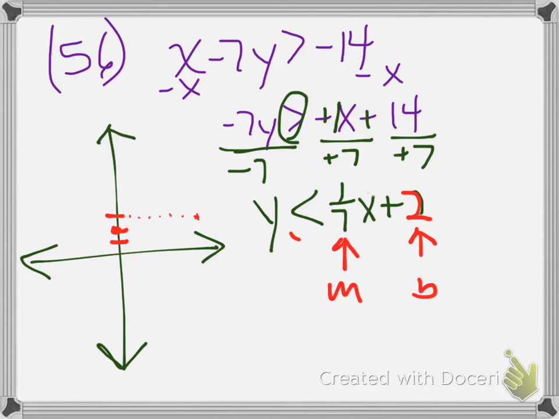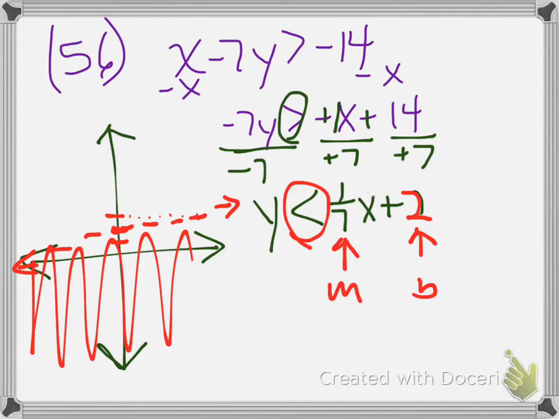But now, it's less than, it's not equal to. So to the best of my ability, I'm going to make a dotted line when I dot it out. That's hideous, but I'm sorry. Okay, and it's less than. Less than means shade below. So there's my shading below. And that's it. That's all she wrote, folks.